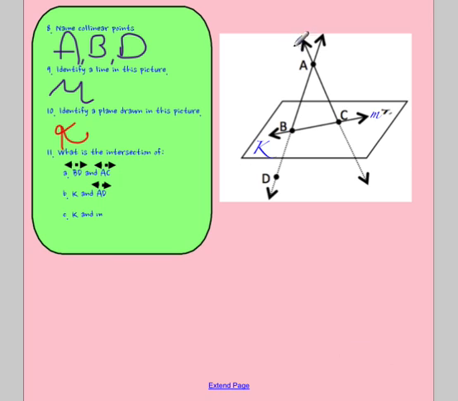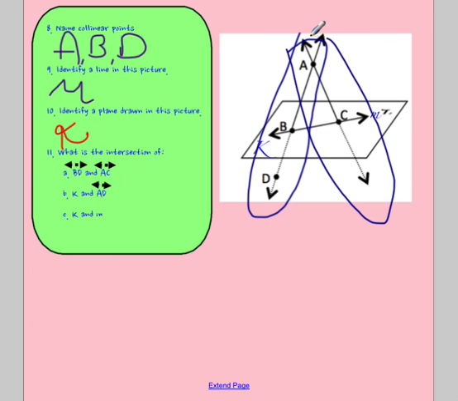So here's the line BD, and here's the line AC. Where do they intersect? They intersect at point A. Okay, so let's take a look at the next one.